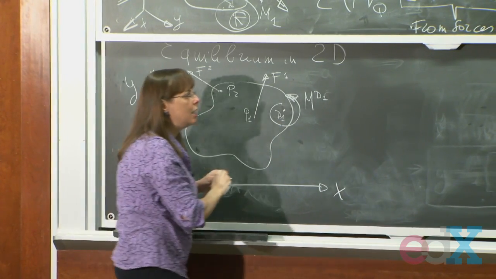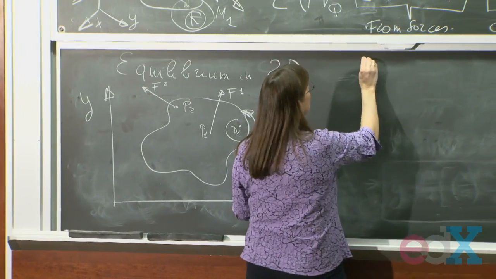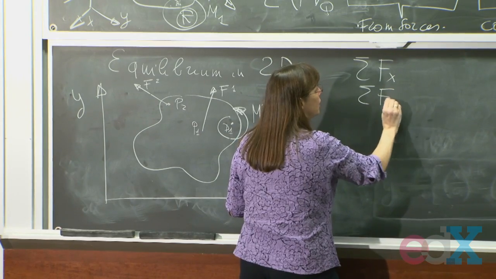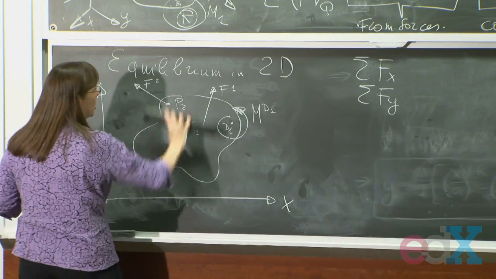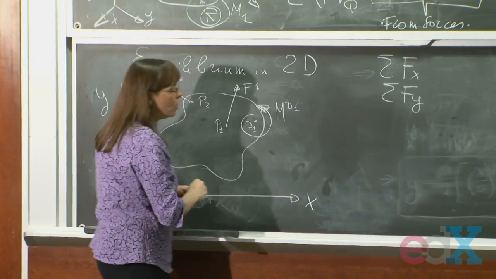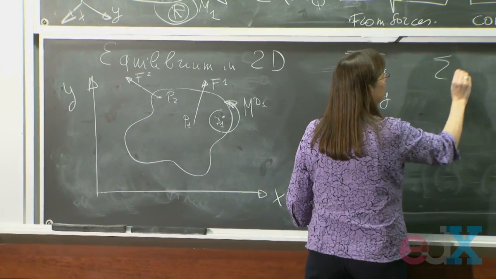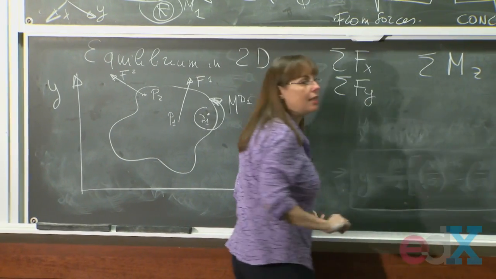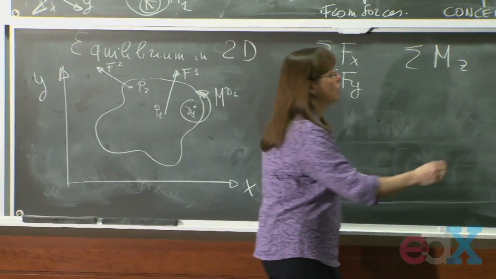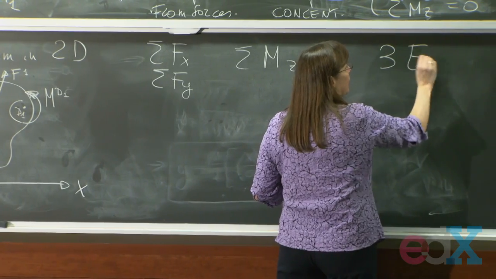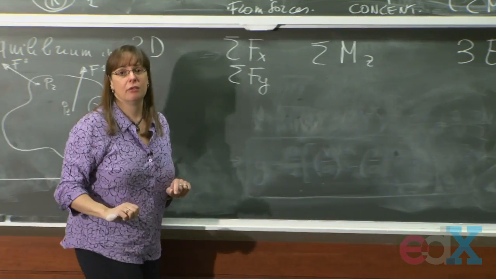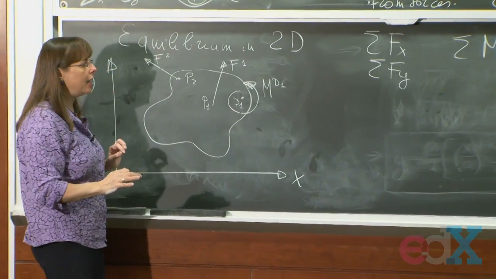Right? So in 2D, I'm worried about the sum of the forces in the X direction, the sum of the forces in the Y direction. I want to make sure this thing doesn't move left and right, and I want to make sure it doesn't rotate around. So I'm worried about the sum of the moment in the Z direction. Okay? So only 3 equations, which is better than 6. Not as good as 1, like we had, but we can still handle it.